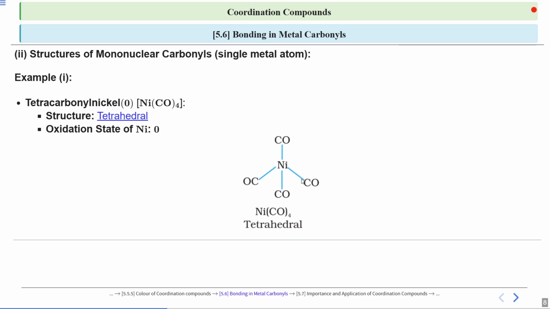So this is the structure. You can see the tetrahedral structure for this complex, nickel attaching with 4 ligand groups of carbonyl. So this is Ni(CO)4, which is formed in the tetrahedral manner. Okay, so this is the tetrahedral geometry of this complex. The central metal atom is nickel, the ligands are carbonyl, and the oxidation state of nickel is 0, because there is no charge on the carbonyl ligand itself.